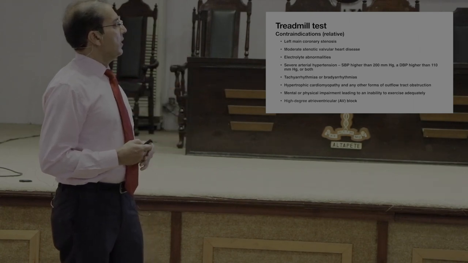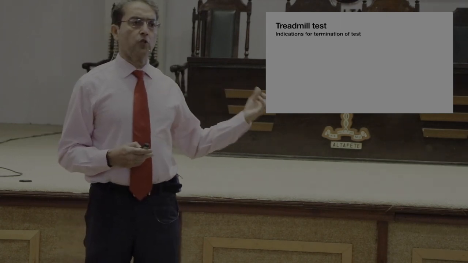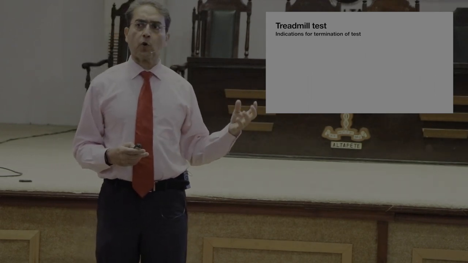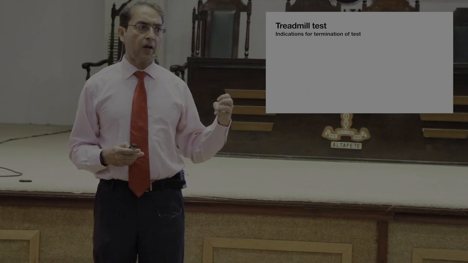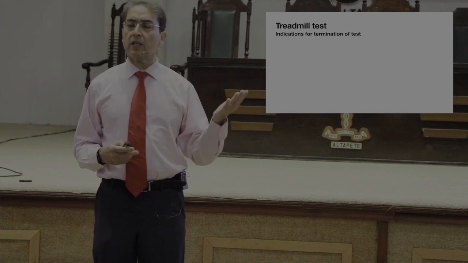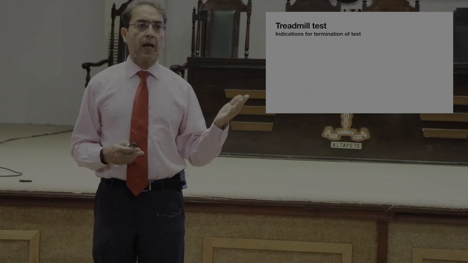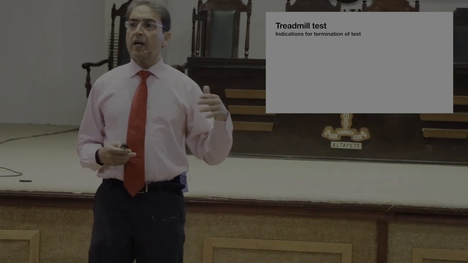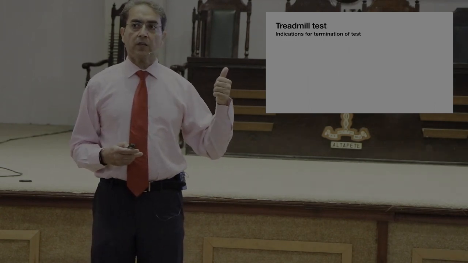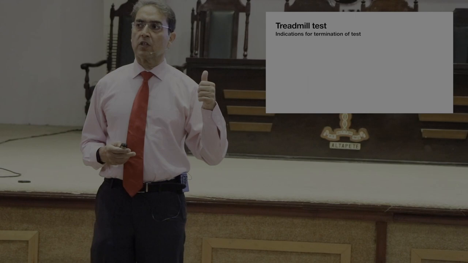Now, what are the indications for terminating the test, when should you stop the test? You know the protocol used in the conventional treadmill test, we call it the Bruce protocol. In the Bruce protocol, after every 3 minutes, the speed of the treadmill increases, and the slope of the treadmill increases. So we have multiple stages, and the machine automatically changes. And when the patient develops some features, we have to stop the treadmill, and we decide whether this stress test is positive or not positive.